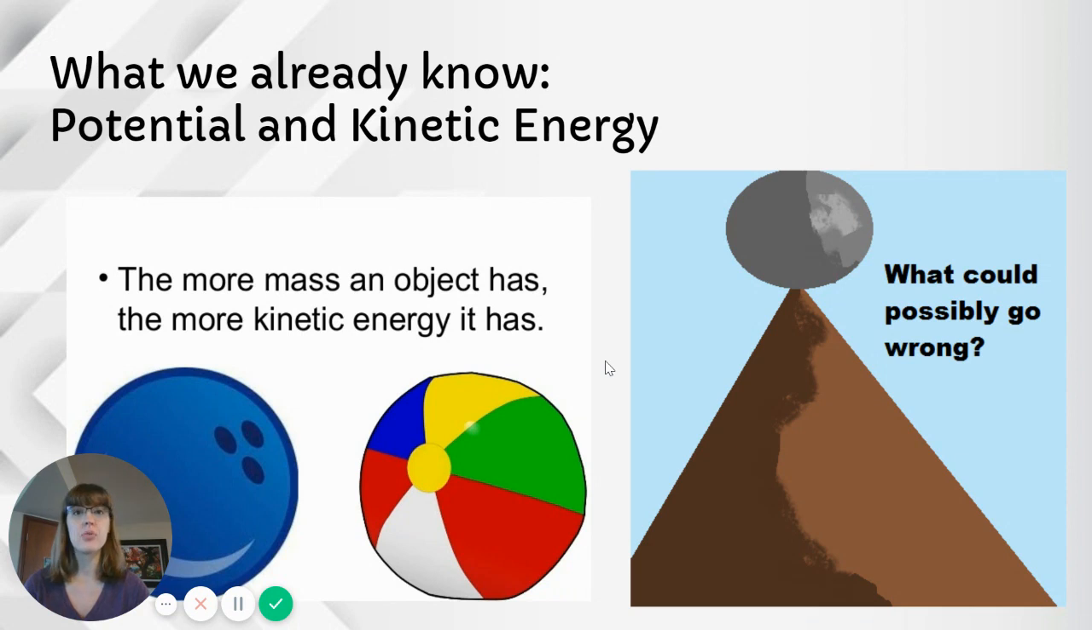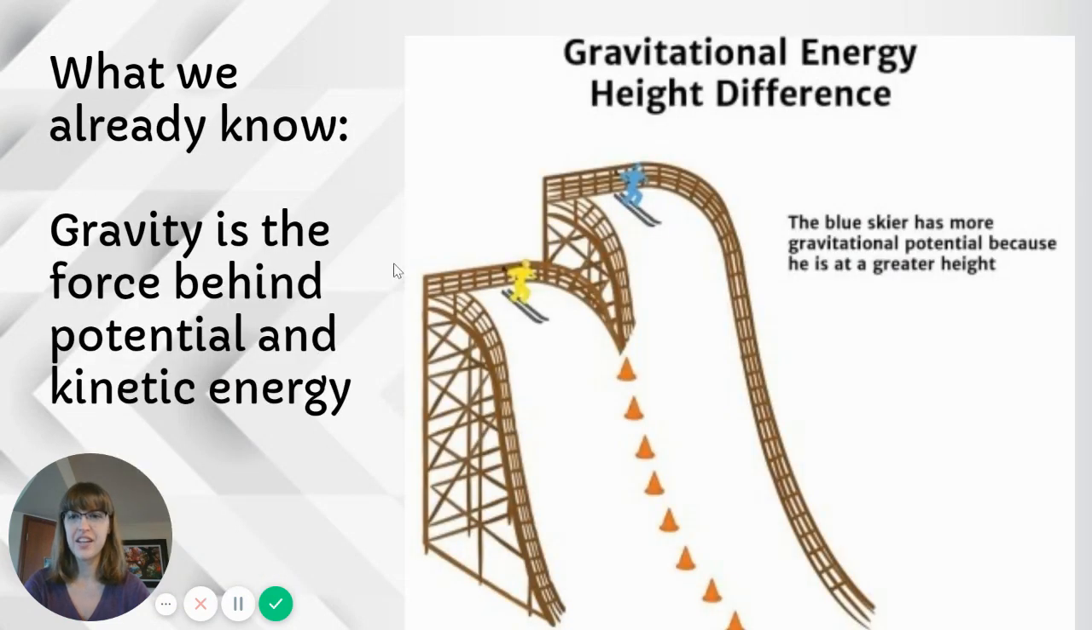Kinetic, on the other hand, is when it's moving. We also know that potential and kinetic energy depends on mass. The bigger the object, the more potential it has, and the more kinetic then it can have. We also know that gravity is the force behind the potential and kinetic energy, at least in the experiments that we've done. So for example, here we have two skiers with the same amount of weight, but the blue one is going to have more potential energy, which will then give it more kinetic once they start moving because they're at a greater height. Gravity can pull more on him.